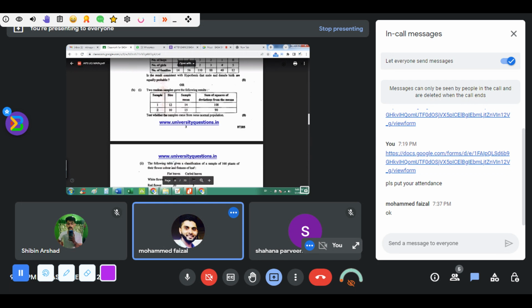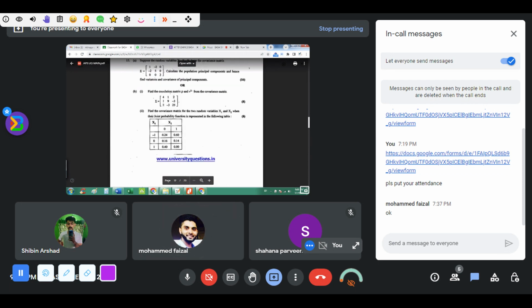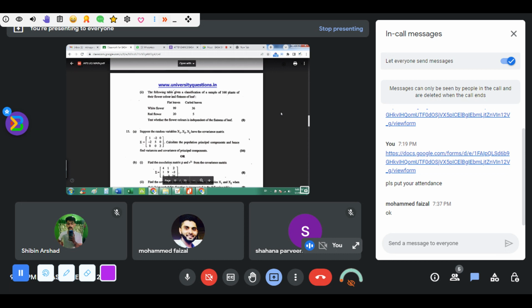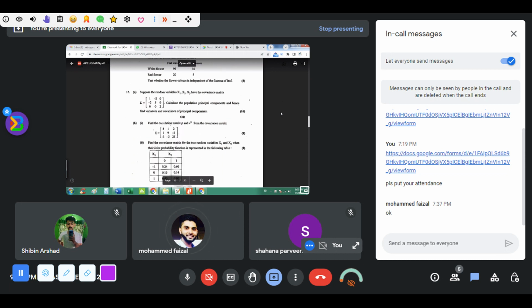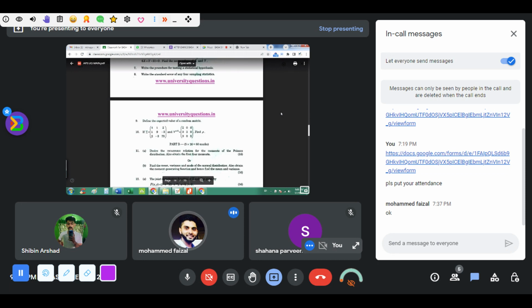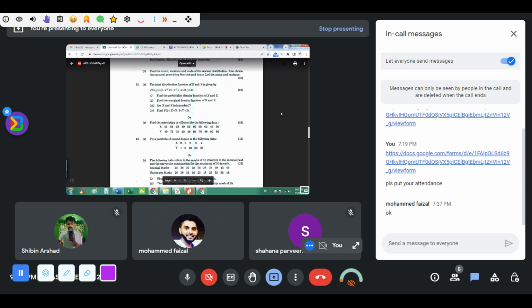Question number 15. Again, it was repeated 3 times. You check that. What is in the question paper? This question was repeated 3 times. In total, there are 5 questions inside. Please check this one.